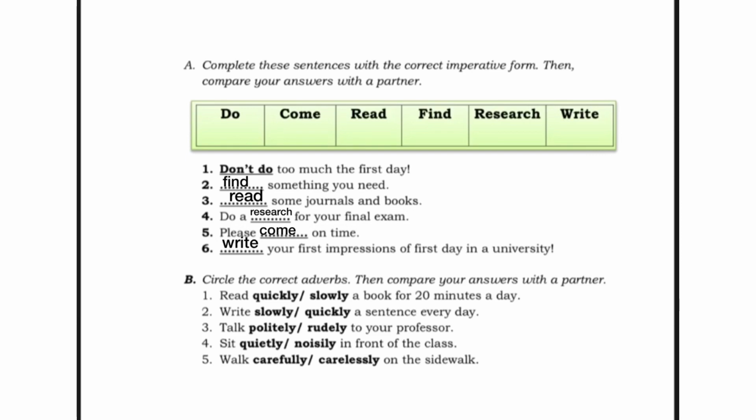Question B. Circle the correct adverbs, then compare your answer with a partner. Number 1. Read quickly a book for 20 minutes a day. Number 2. Write quickly a sentence every day. Number 3. Talk politely to your professor. Number 4. Sit quietly in front of the class. Number 5. Walk carefully on the sidewalk.